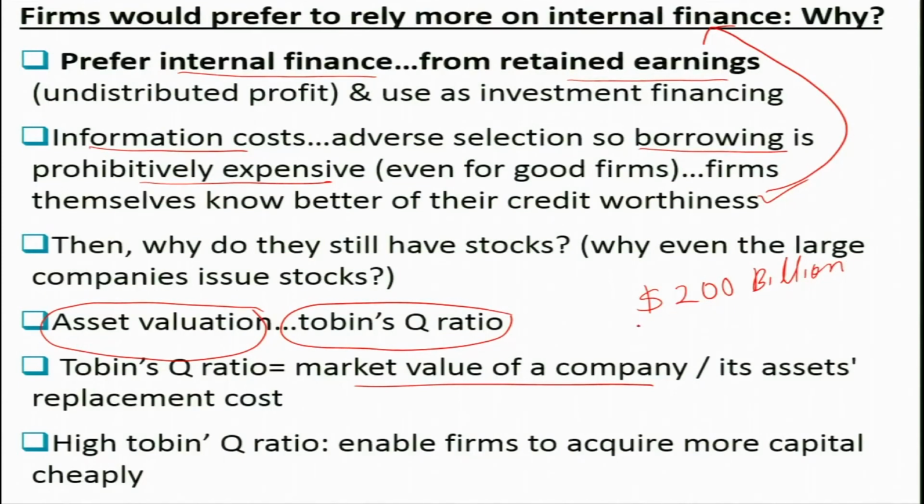But in order to replace all these assets, the factory, machines and premises, suppose the replacement cost is 100 billion. So in order to replace all the equipment, machines, tools and premises, a complete replacement actually needs only 100 billion. But because of the economic fundamentals of this company and its expected profit, the market is willing to value it at 200 billion. So here the Tobin's Q ratio is 2, right? That means the market is valuing it at more than its actual replacement cost.